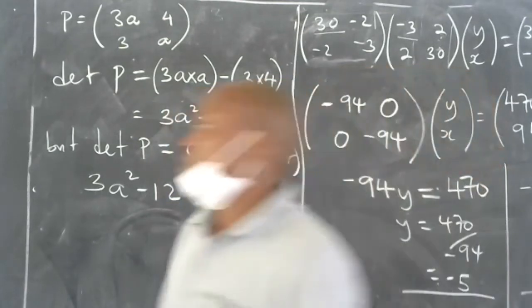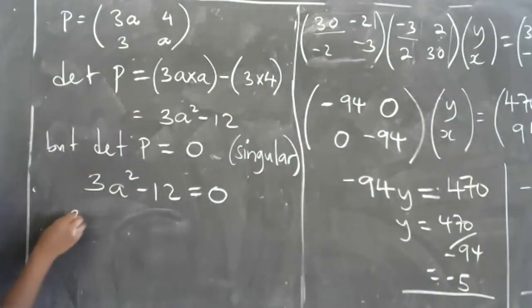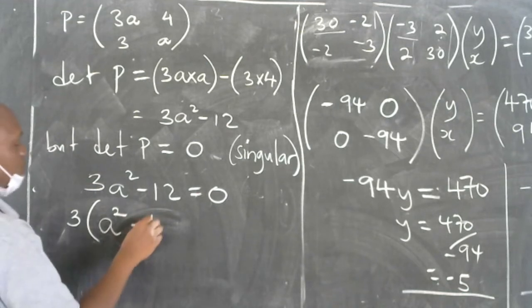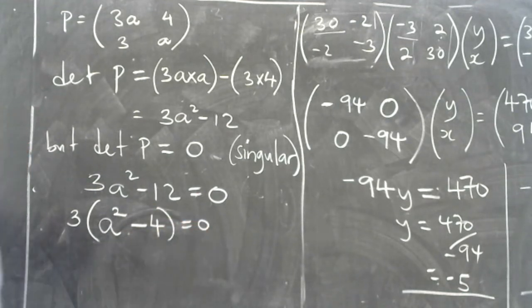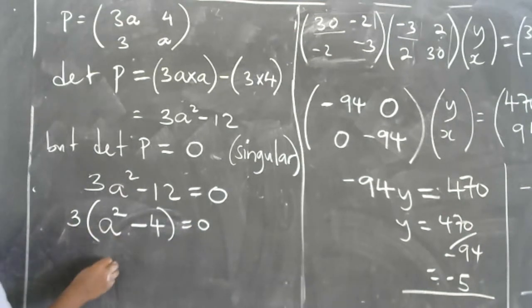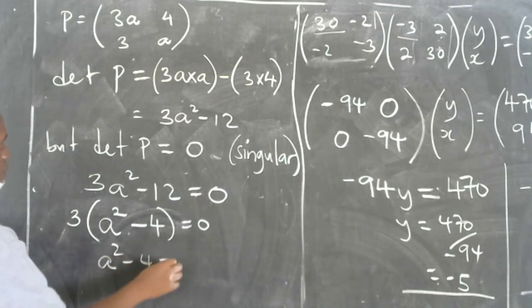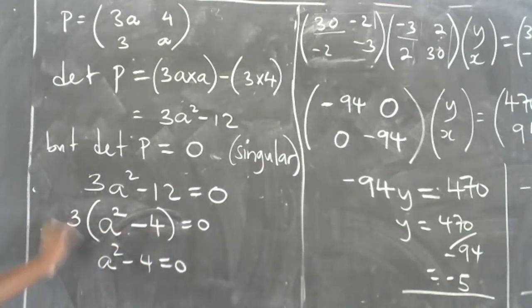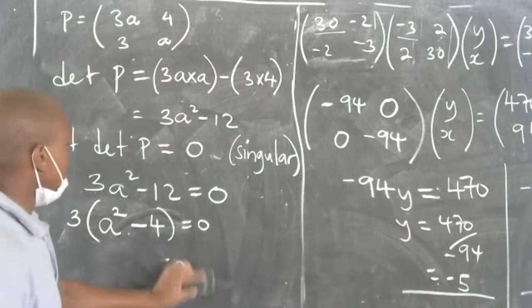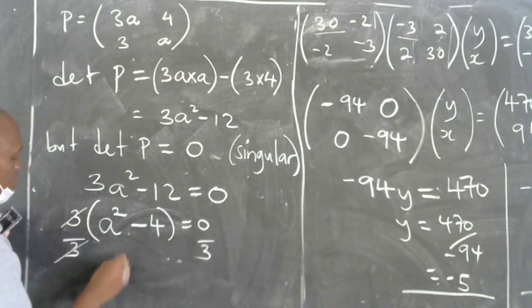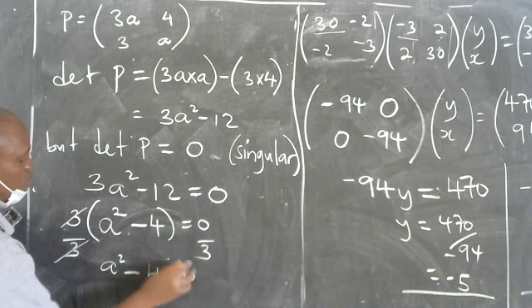Do you think I can go like this? I can factorize out 3 and I put a squared. What will I put here? 4. So we have something like this. So a, now what do you notice? If I divide both sides by 3, that 3 will cancel. So it is going to be 0. If I divide by 3, a squared minus 4 is equal to 0.